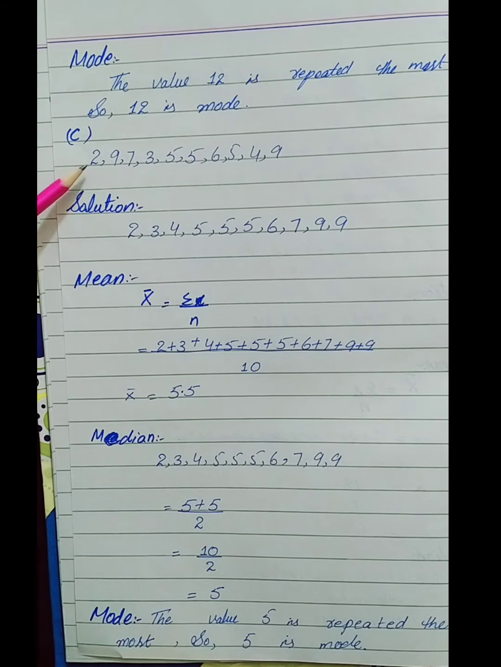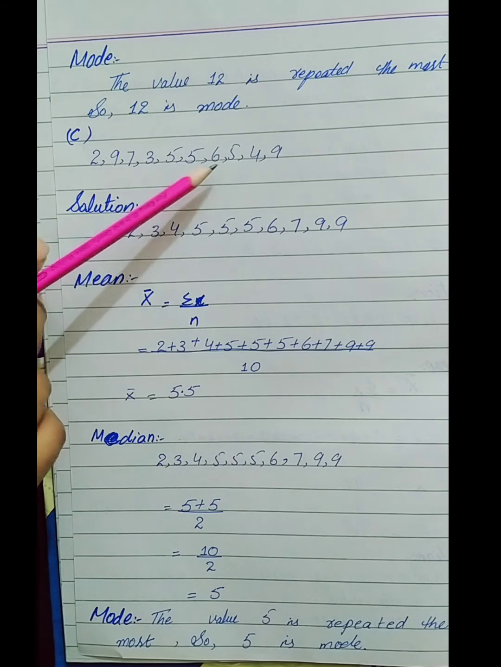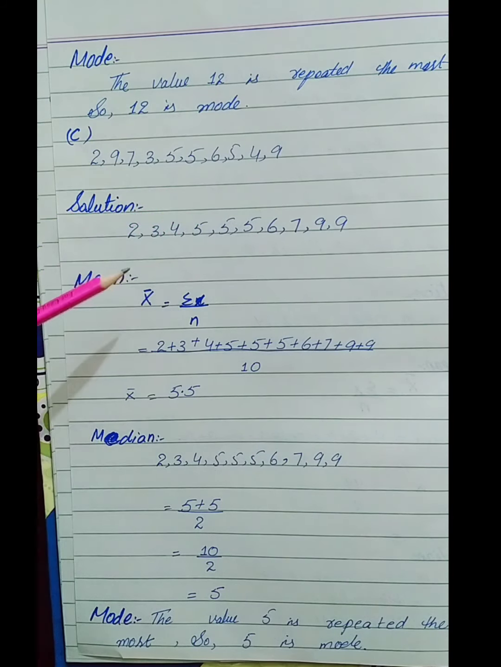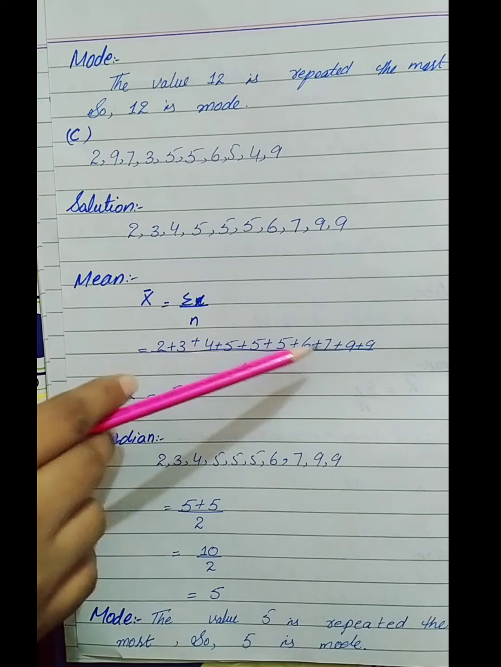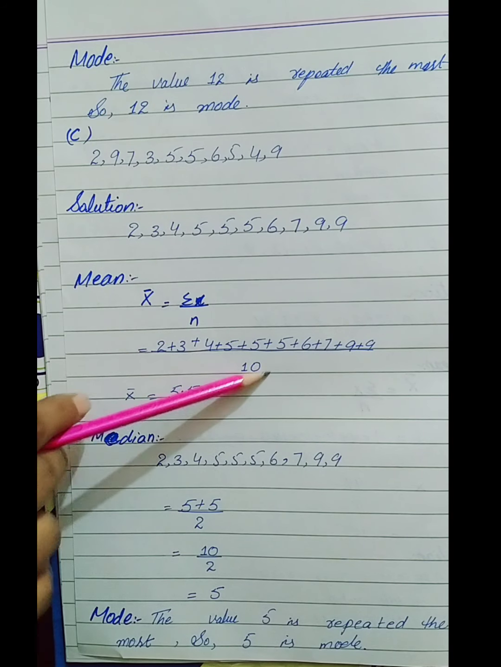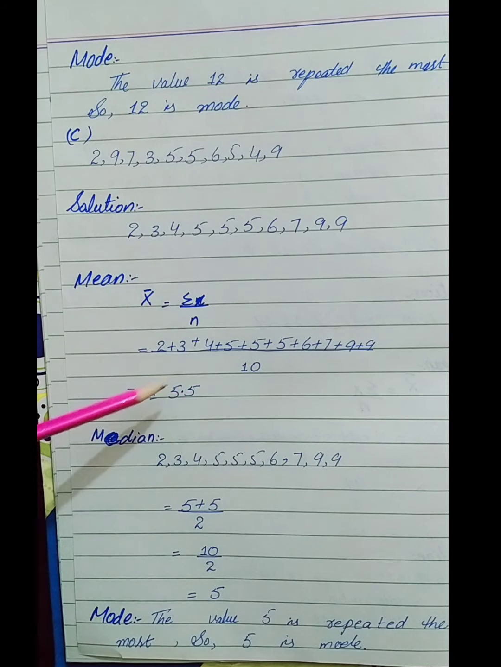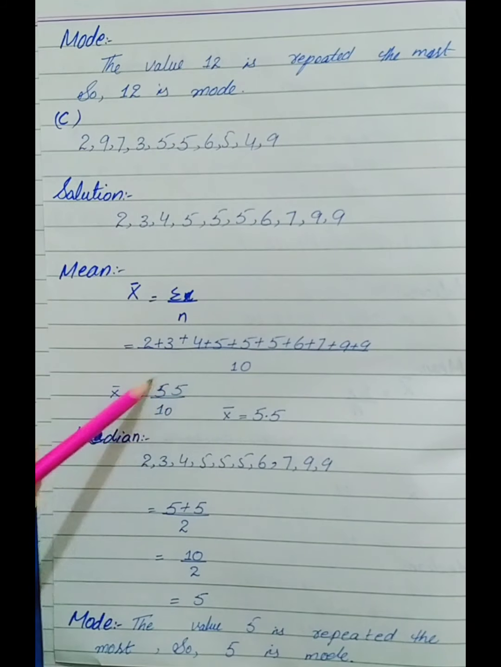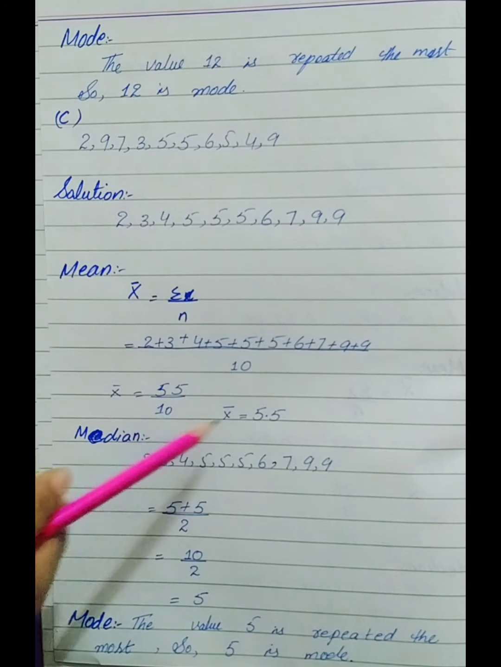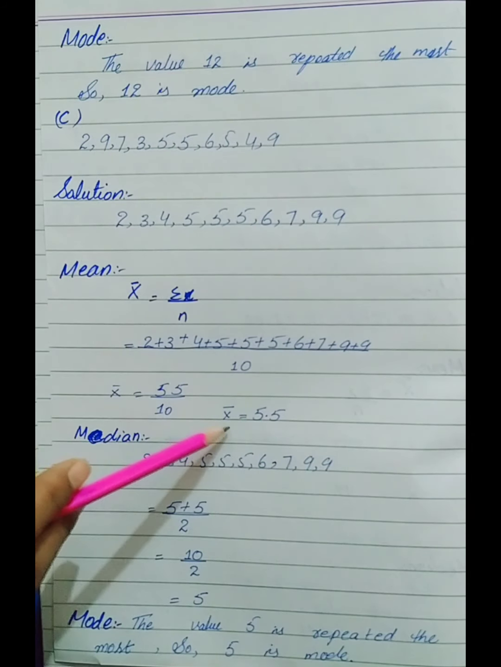The next question we have values 2, 9, 7, 3, 5, 5, 6, 5, 4, 9. Firstly we arrange the values in ascending order, then by using the formula of mean we get the summation of all values, then divide it by the number of values, which is 10. The sum of the values is 55 and the number of values is 10. So 55 divided by 10 we get 5.5, which is our mean.